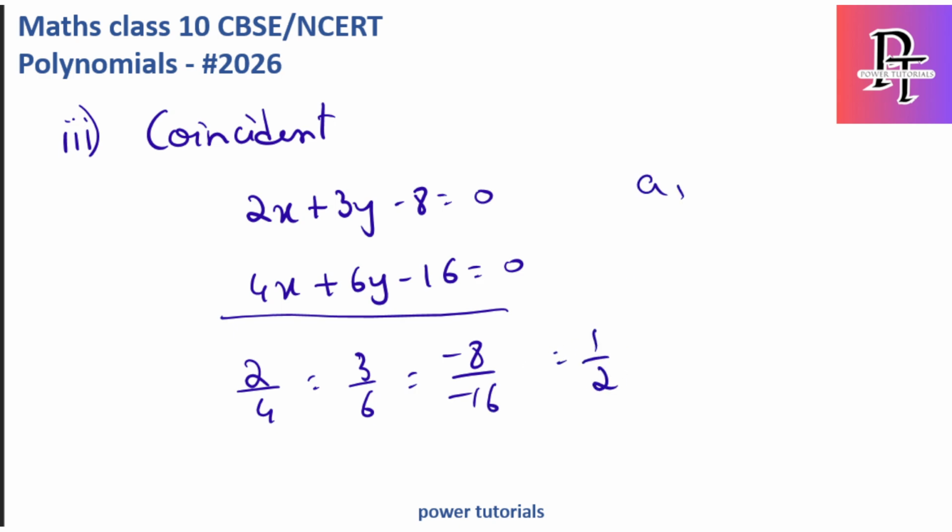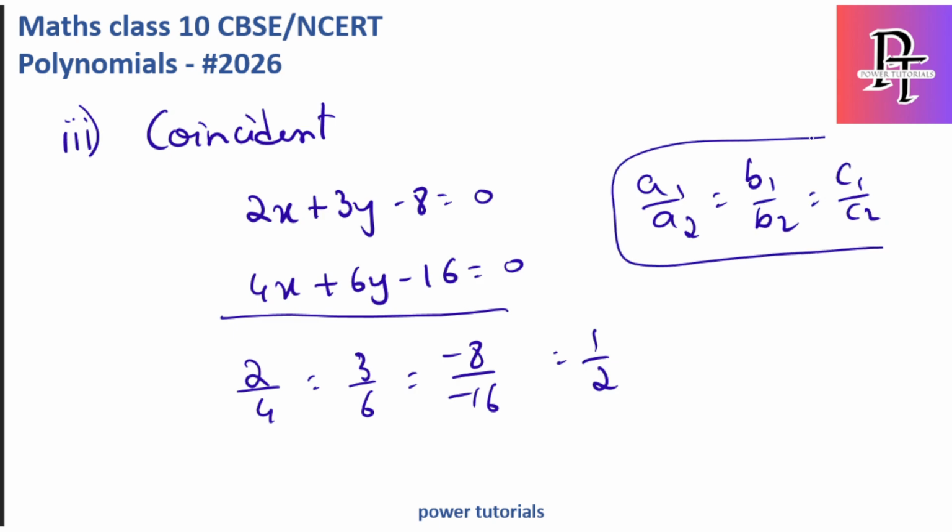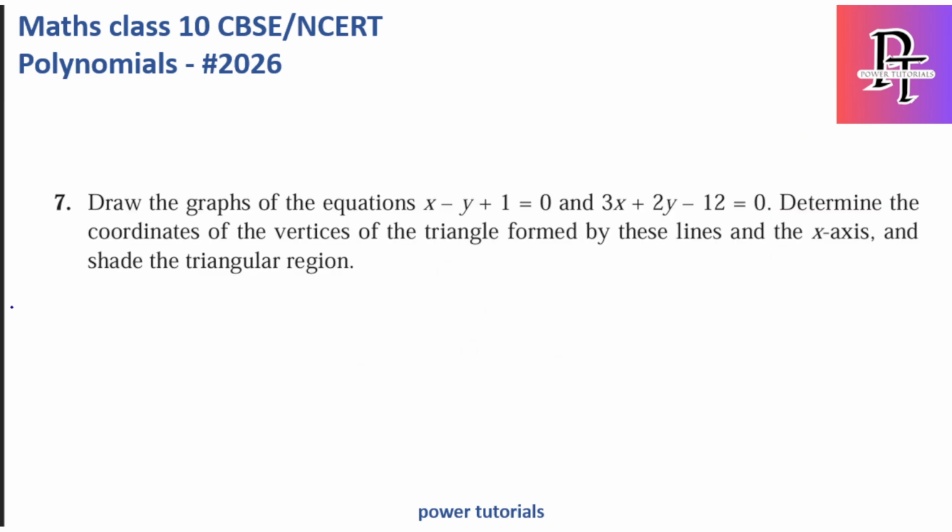So you have to also write this condition: a1 by a2 should be equal to b1 by b2 should be equal to c1 by c2 is the condition for coincident lines. Okay, so every part is done for 7th. 6th question, let's see the last question of exercise 3.1, which is 7th. Draw the graphs of the equation and determine the coordinates of the vertices of the triangle formed by these lines and the x-axis and shade the triangle region.